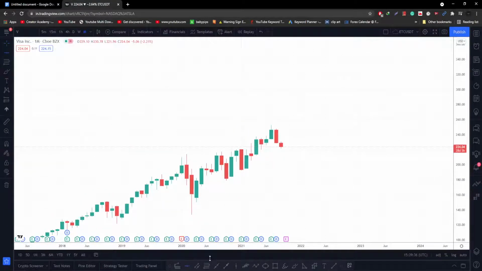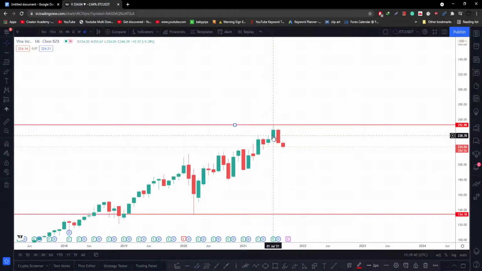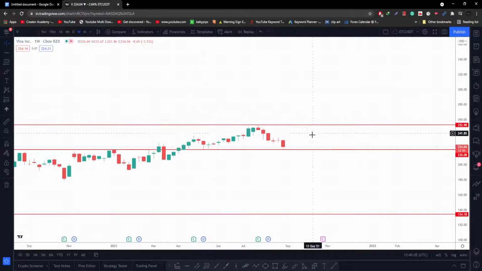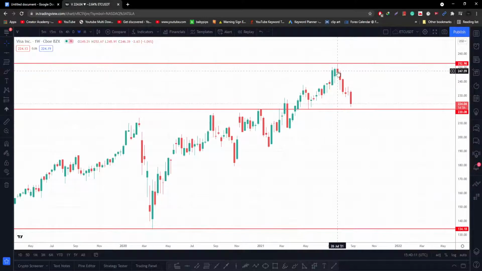So yes, it made a high of 252.67. Recent low was around 220.31. So yes, I want to mark 220.31 and switch it to weekly. All right, switching it to weekly is suggesting that there was a down move, then there was a recovery, then there was a breakdown of that move, small consolidation.